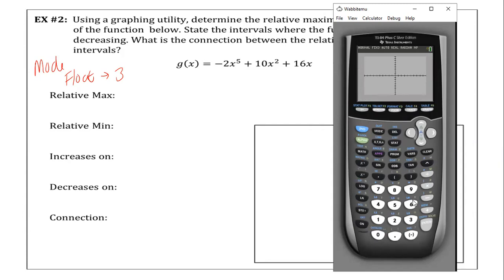So I'm going to go back to reset to show you when it starts looking funny, like, ooh, I don't like that. That's why sometimes it's just better to change your window settings. Go to window. And I know that my maximum needs to be a little higher, so I'm going to change my maximum to 20. Hit graph. By changing my max on my X, I changed the wrong maximum. I'm going to change my Y.